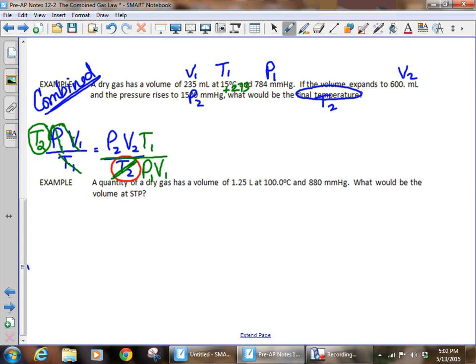Redrawing that division line to extend it out a little bit. Double check. We're solving for temperature. Is T on top? Yes, it is. Do we have any P's or V's side by side? Nope. So it looks like we've got a pretty good equation here. So let's rewrite it for T2. T2 is going to be equal to P2 times V2 times T1 over P1 times V1. So let's do the plug and chug part of that equation.